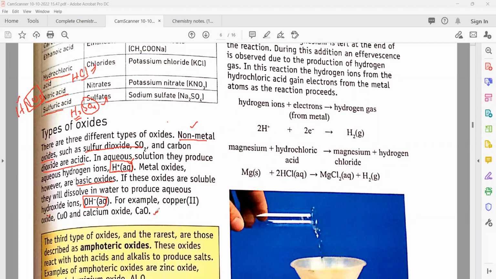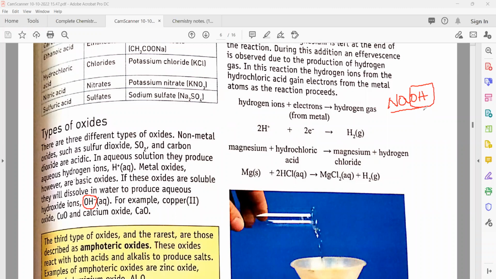Now, the third type. If you remember, what is this? OH negative. This is hydroxide, OH negative. If you remember, in alkali we learn about NaOH, sodium hydroxide. This OH actually indicates the basic character, or you can say the alkalinity in the solution. So if an OH group is attached, it tells you that it is a base.